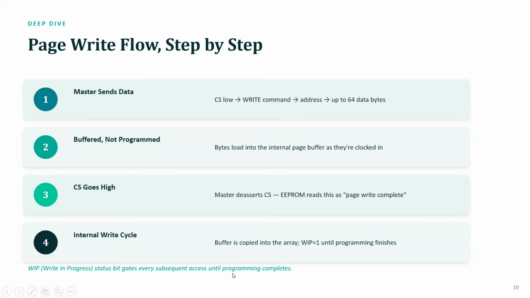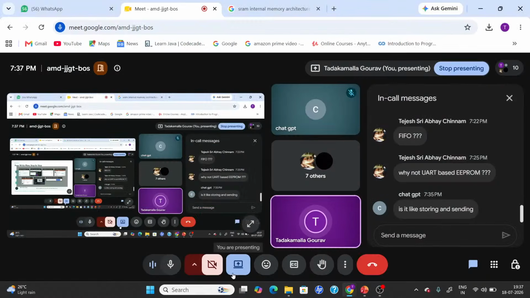So internally, the programming of the arrays is going to happen. In the meantime, we are going to have a signal known as write in progress, so that the user will come to know that the array is internally being programmed. So the user will wait before sending another byte of data. Is it clear how we are going to program? Yes, it's kind of storing and sending.